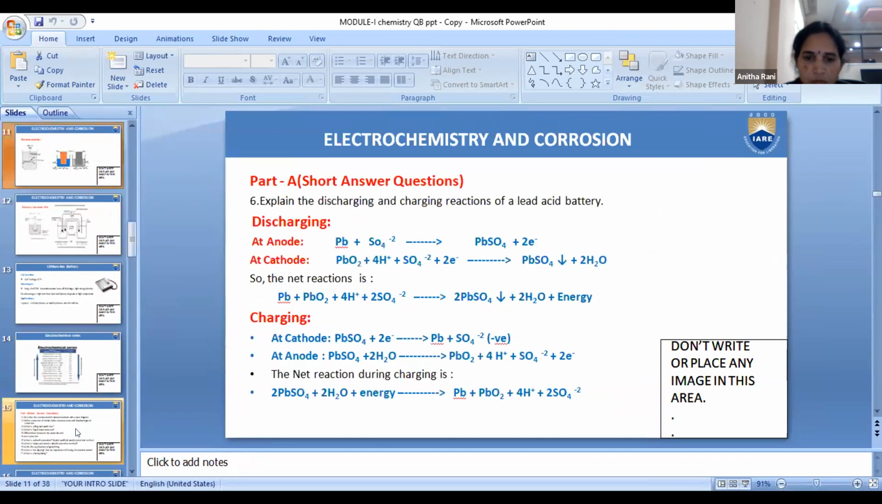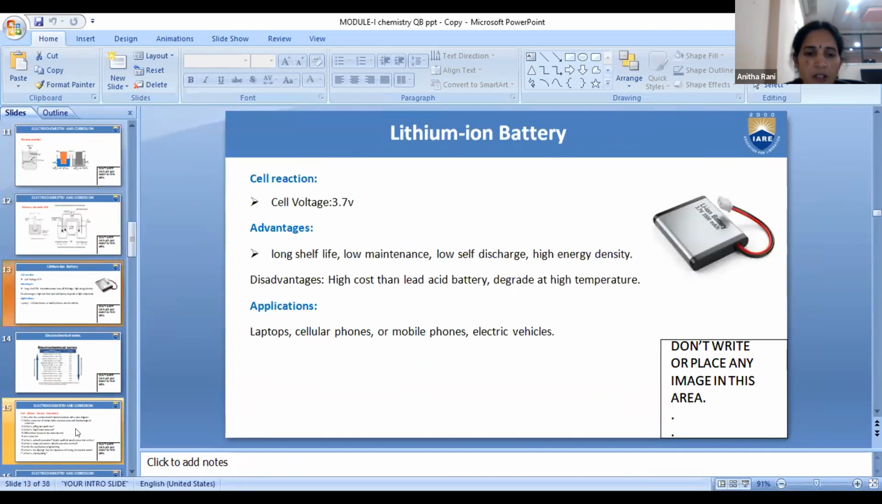This PPT I will send you. If you get any doubt, you can see it. So applications are laptops, cellular phones or mobile phones, and electric vehicles. These are the applications of lithium ion battery.